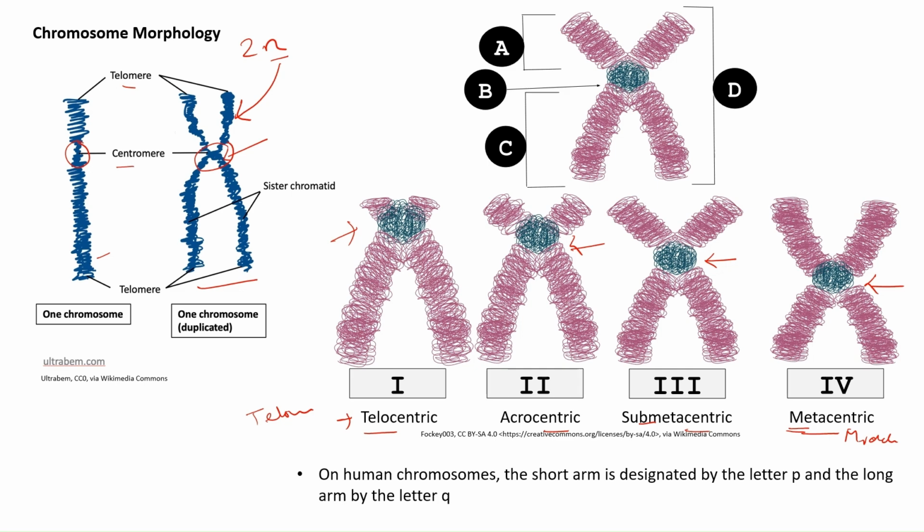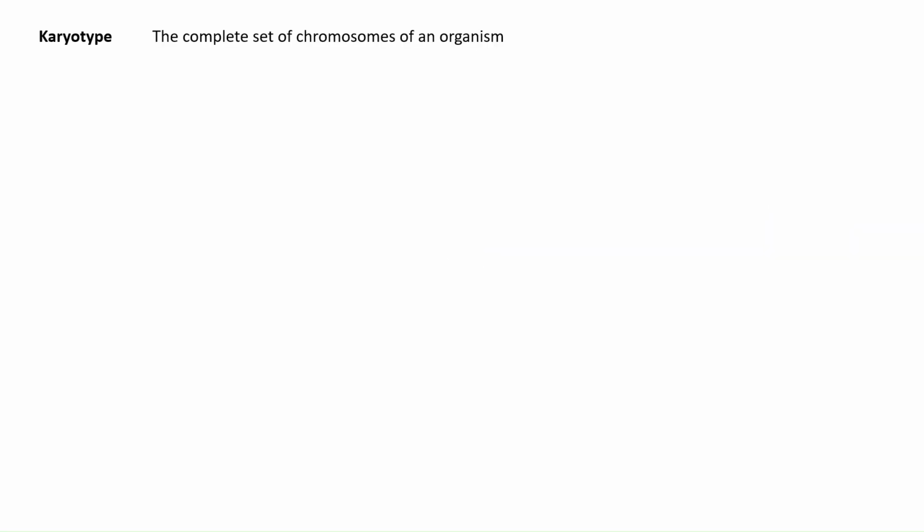Now on a human chromosome, the short arm is designated by the letter P and the long arm by the letter Q. If you can see here in acrocentric, this arm is a short arm and this arm is a long arm, and it is formed due to the positioning of the centromere. So the short arm is denoted by letter P and the long arm is denoted by letter Q on a human chromosome.